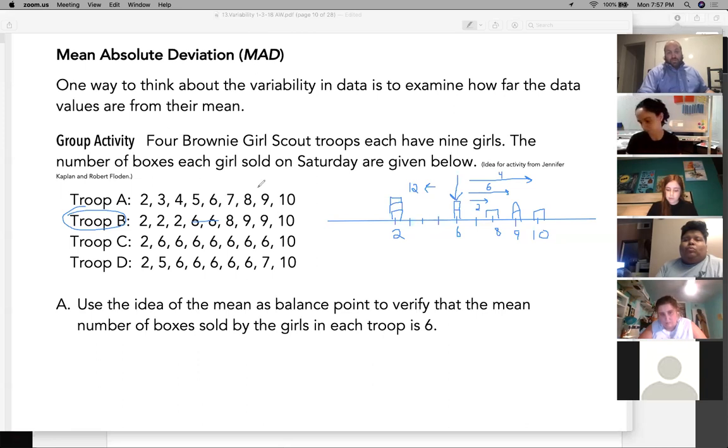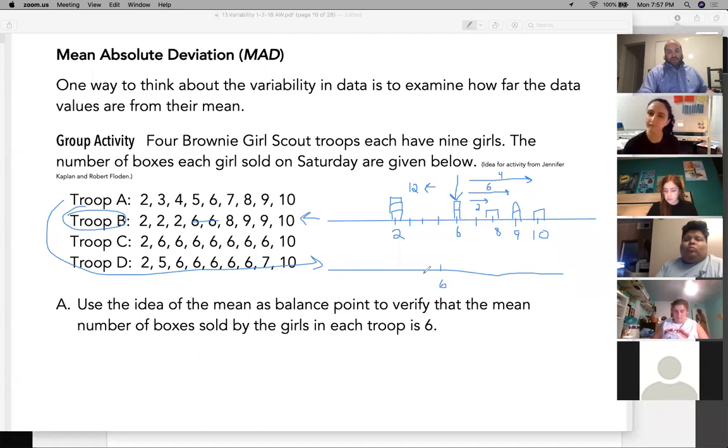If I do, for example, A, then you have 6, you have a 5, and you have a 7. The 5 and the 7 are each 1 unit away, so they cancel. I have 1 at 4 and 1 at 8. The 4 and the 8 are each 2 units away, so they cancel.